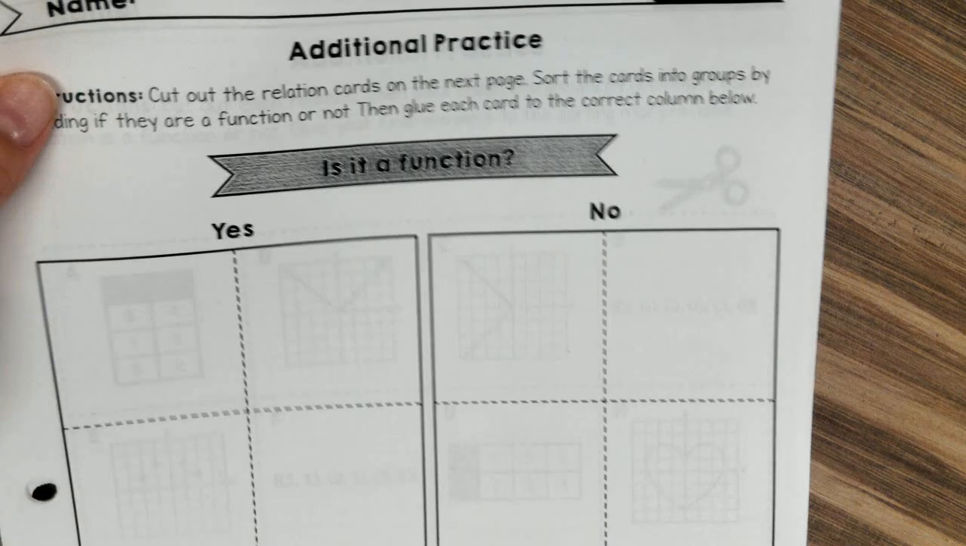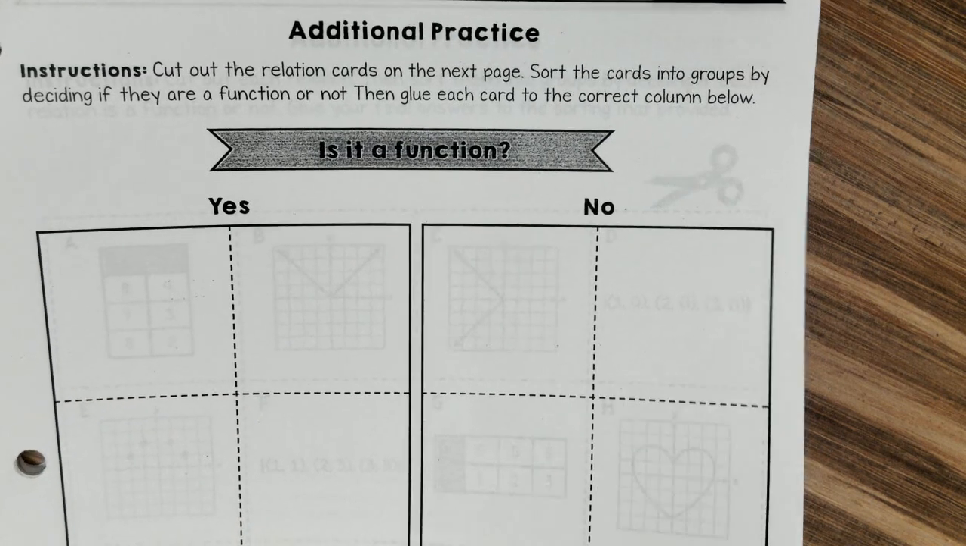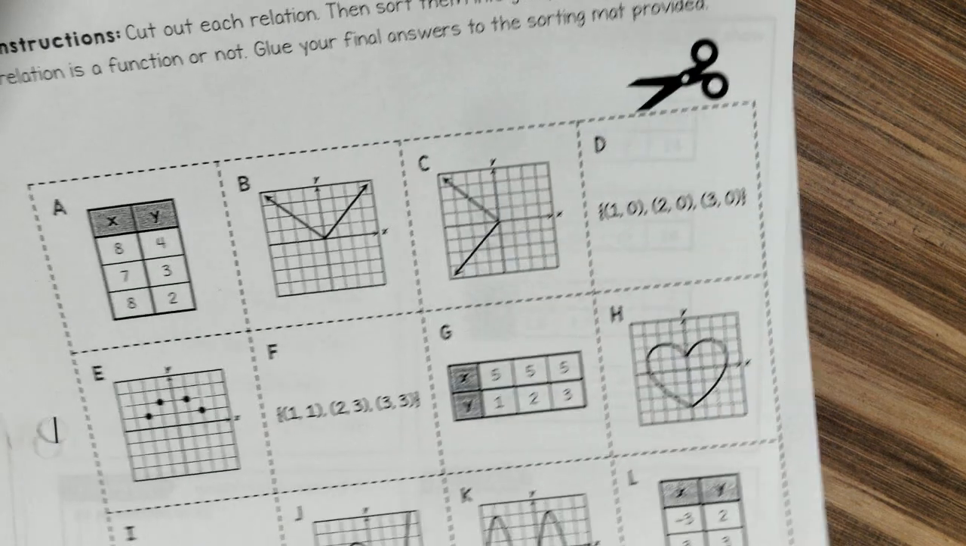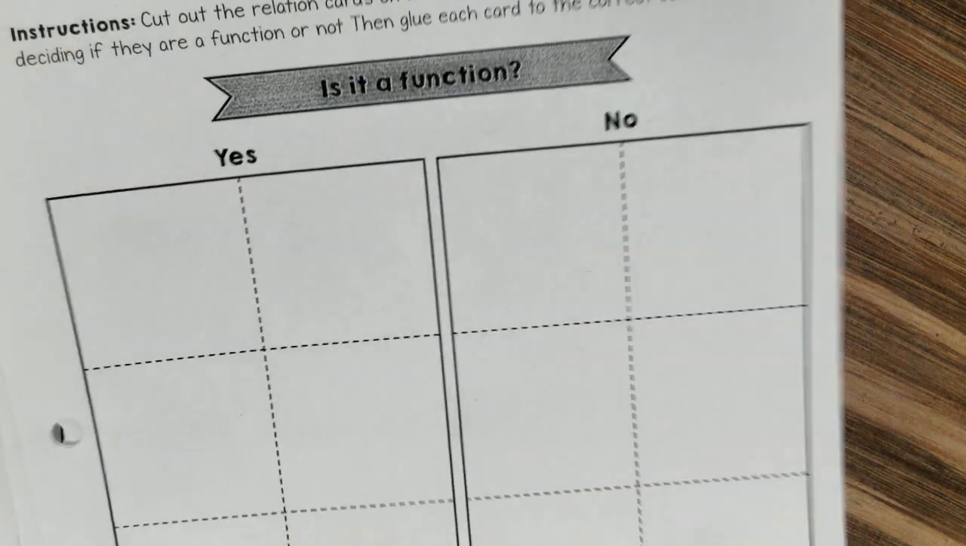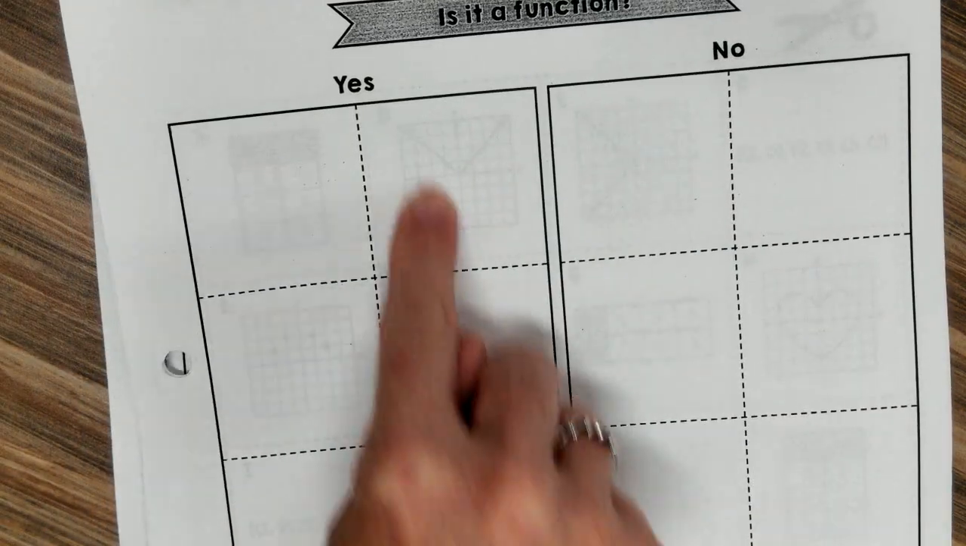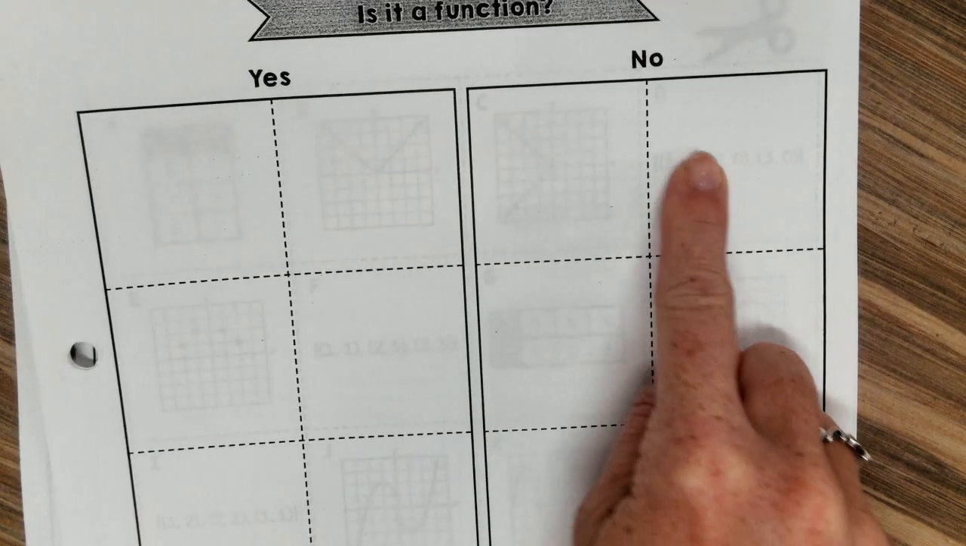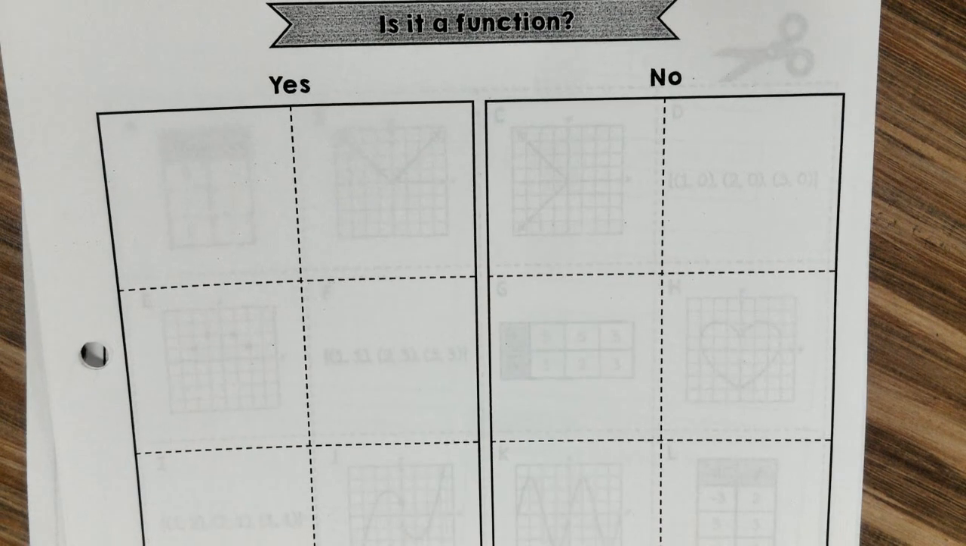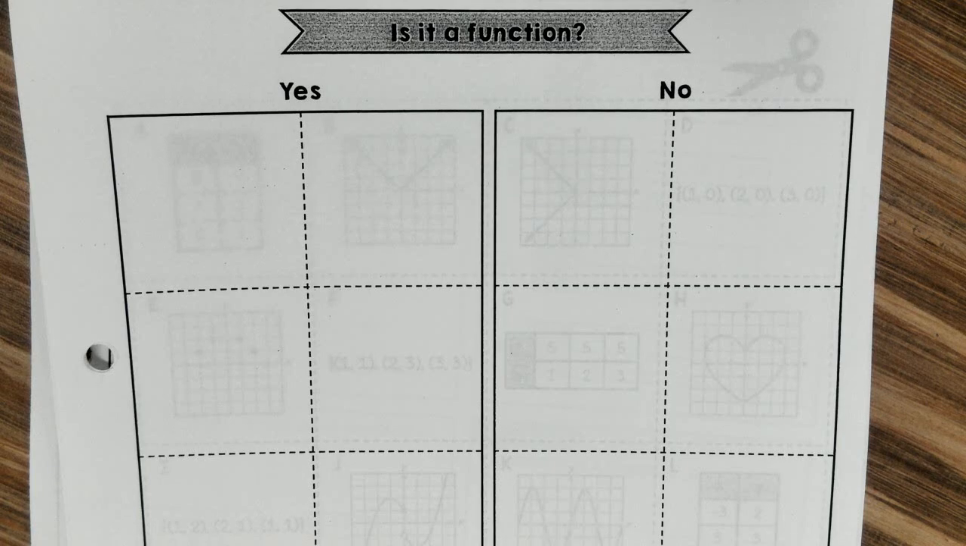When you get to this page, it is a cut and paste. So this very back page, you're going to cut them out. You're going to put all the functions on the left side that are yeses and the no's on the right side. Make sense? All right, you may get started.